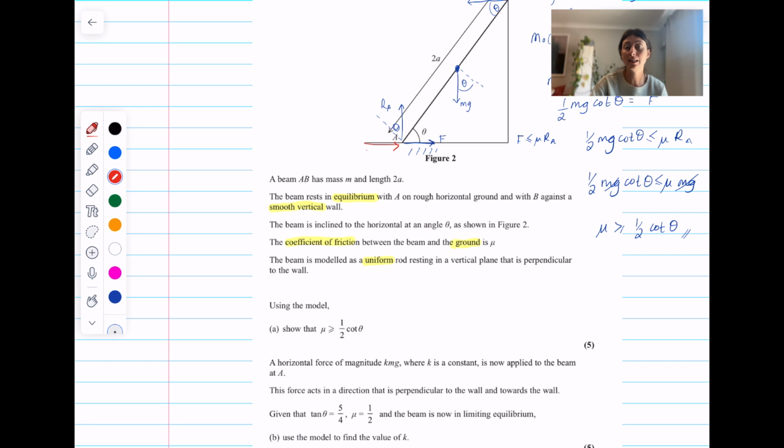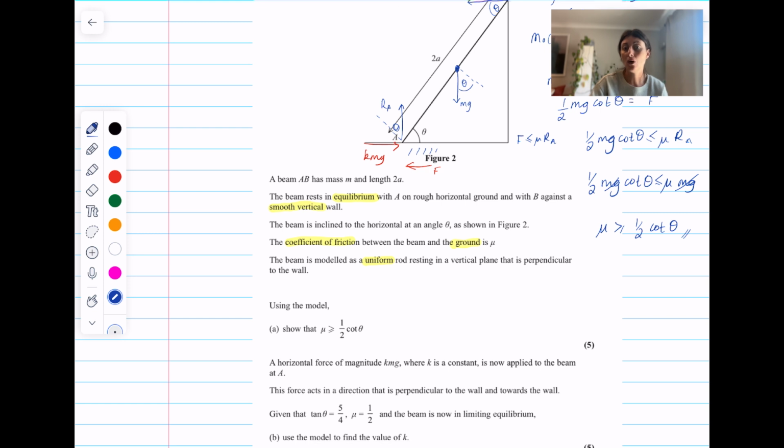I'm going to add this horizontal force to the diagram in red, and then I'm going to assume that that is going to change the direction of friction. So friction will now go to the left. So now I need to think about which parts of this question I can keep and which parts I need to do again. So when I did my moments about A, I ignored all of the forces at A, so nothing will actually change there.